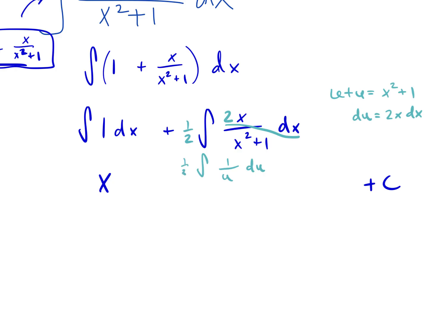So what's our antiderivative of 1 over u? ln of the absolute value of u, perfect, plus c, and multiplied by 1/2. Last step is we just want to plug the x's back in. So we've got an x from our first integral that we had here, plus 1/2 times the ln of the absolute value of x squared plus 1 plus c.